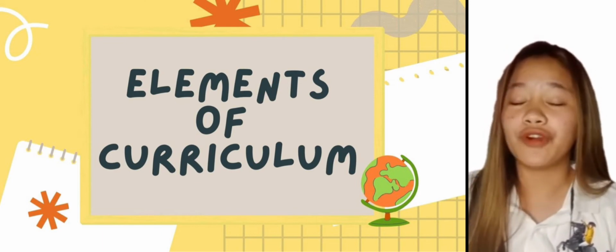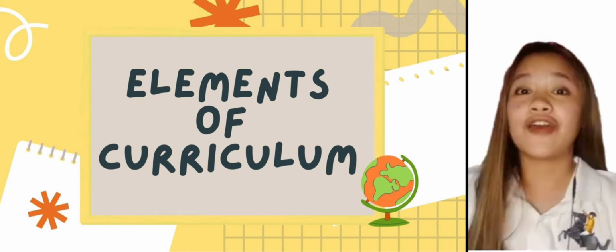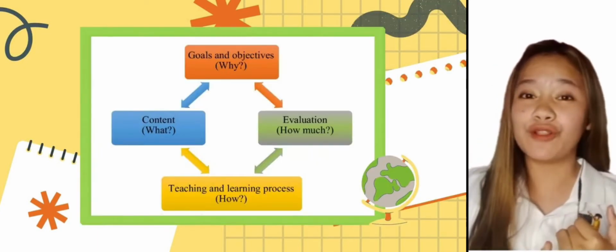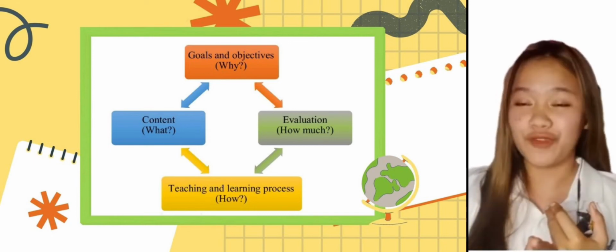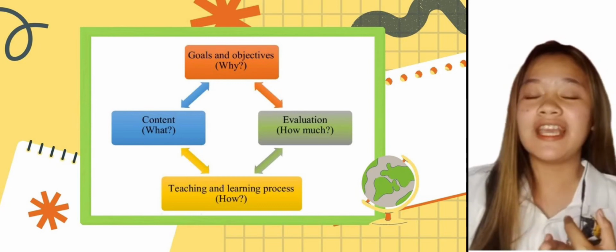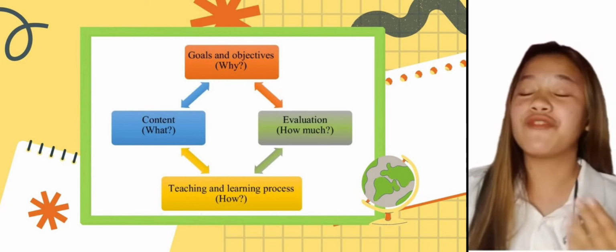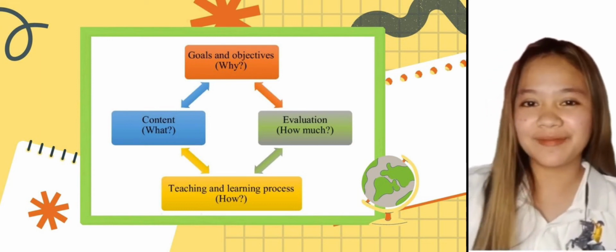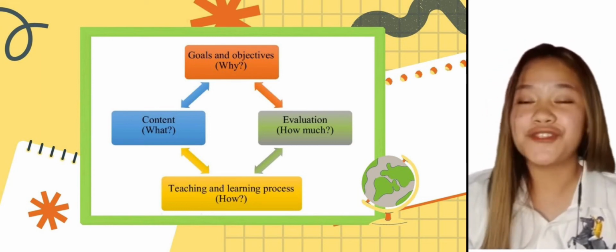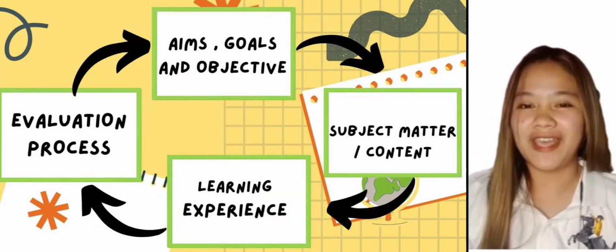The elements of curriculum have four components: number one, aims, goals, and objectives. Number two, content of the subject matter. Number three, learning experiences. And number four, evaluation approaches. So, let's begin. Let's discuss number one, which is aims, goals, and objectives.